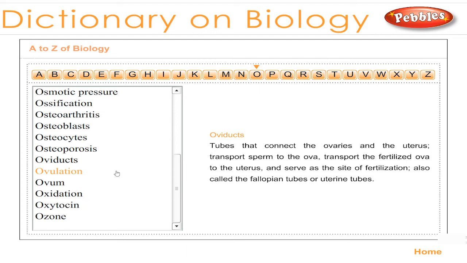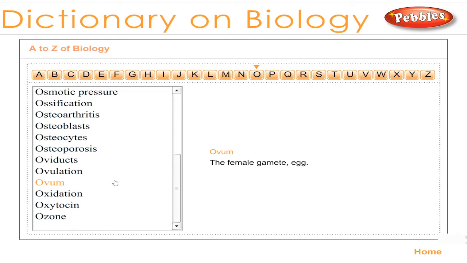Oviducts, tubes that connect the ovaries and the uterus, transport sperm to the ova, transport the fertilized ova to the uterus, and serve as the site of fertilization, also called the fallopian tube or uterine tubes. Ovum, the female gamete, egg.